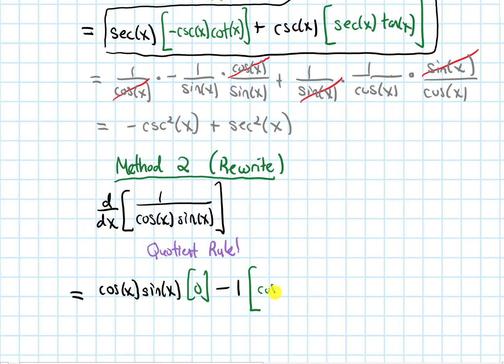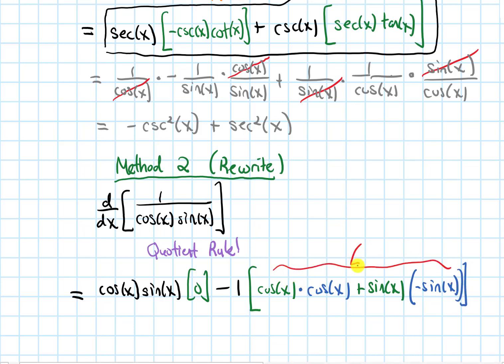So it's the first function times the derivative of the second, well the derivative of sine is cosine, and then plus the second function, plus the sine x, times the derivative of the first. So the derivative of cosine x is negative sine x. We'll close that parenthesis. So now we're doing a product rule within this quotient rule. Okay, and all over my denominator squared.